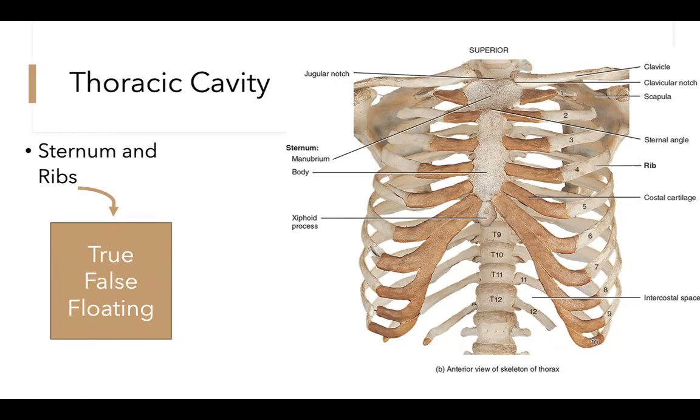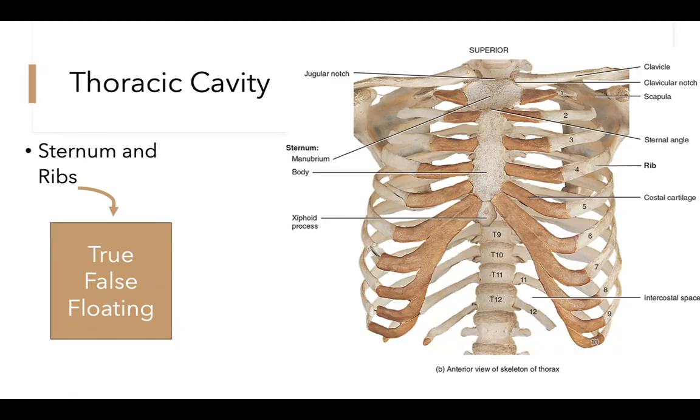Now we have 24 ribs total, 12 pairs. So be careful of the wording. 12 pairs, 24 total, 12 on each side. I want to talk about ribs first. So let's talk about these ribs.